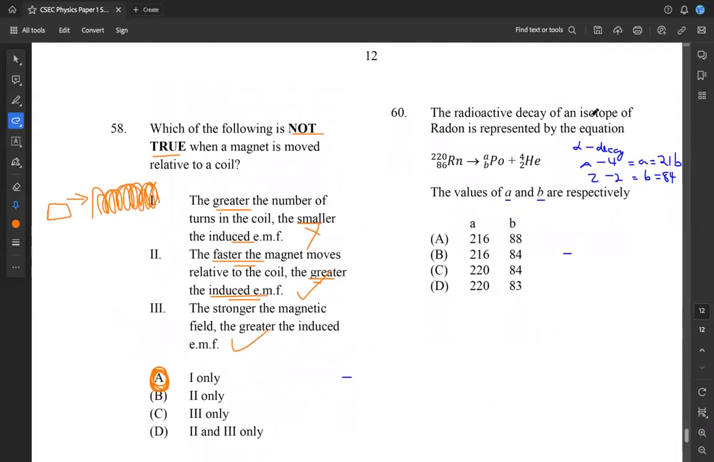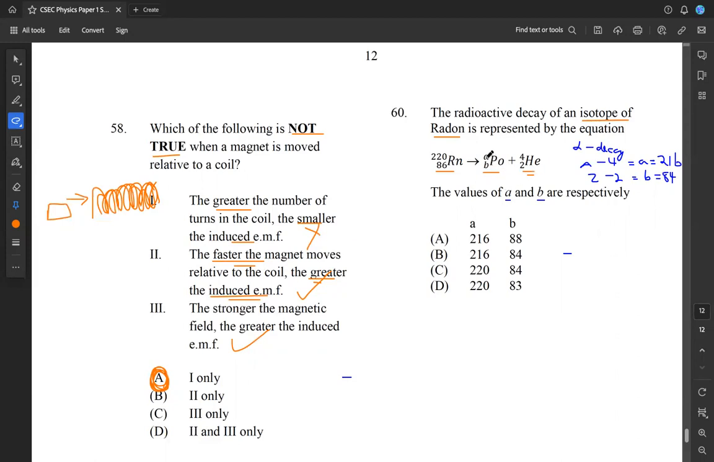The radioactive decay of an isotope, radon, is given by this nuclear decay equation. We have radon here, and we're going to form polonium, which has a mass number of A, they wrote here, and B here. That's formed from the emitting of a helium nucleus from radon, right? They're asking us to find the value of A and B.